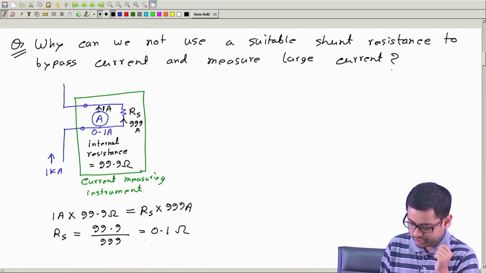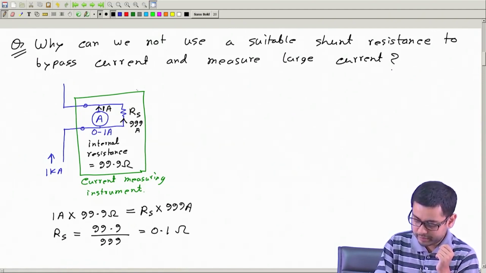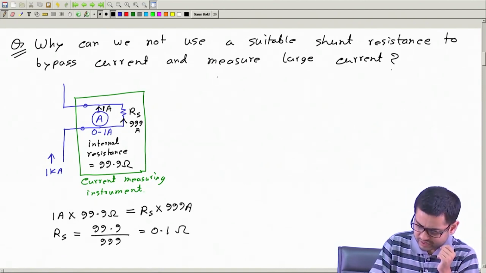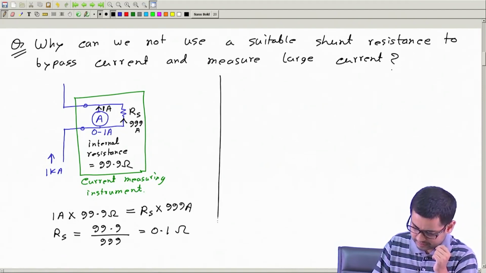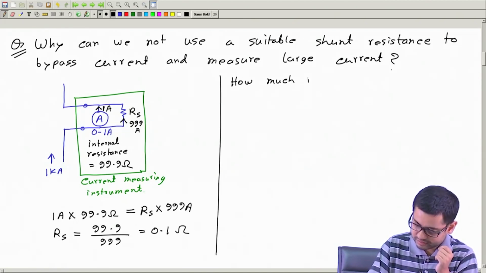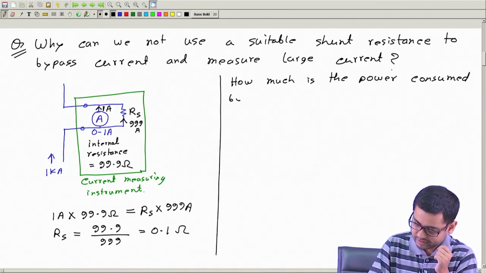Right? So RS will be 0.1 ohm. Okay, and if we choose RS to be so, then this will be my measuring instrument which will measure this current. Okay, fine. Now let's estimate two quantities. Number one, how much is the power consumed by this measuring instrument.